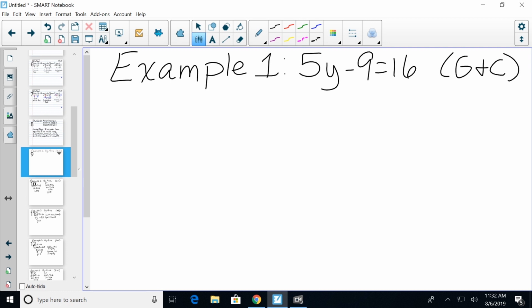Here's our first example. We are going to solve 5y minus 9 equals 16 using guess and check. So, somebody give me a guess on what y equals. That should be quick. Yes. All right, so did you work it out or did you give me a guess? Right, that's not what I asked. I didn't ask you to do mental math, I asked you to give me a guess. So you immediately went to let me solve it. Guess and check doesn't work that way.